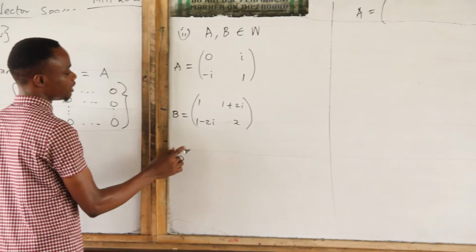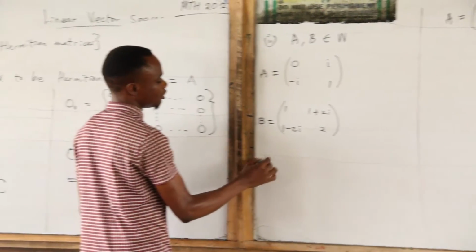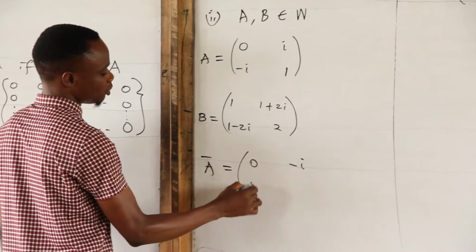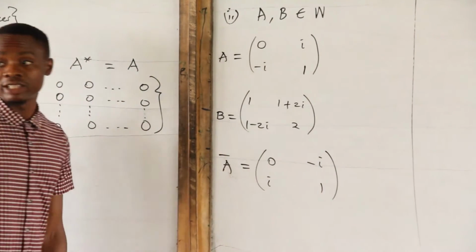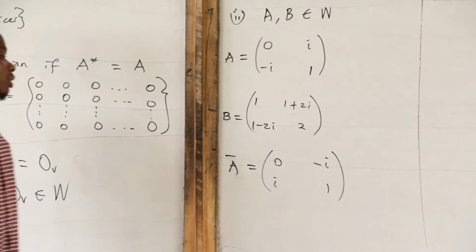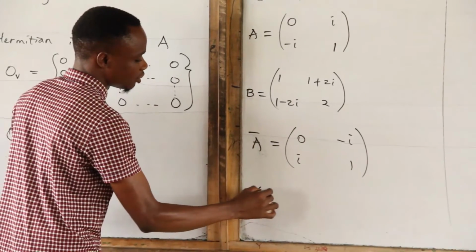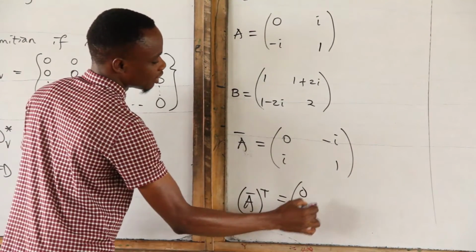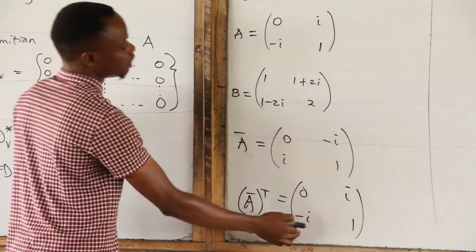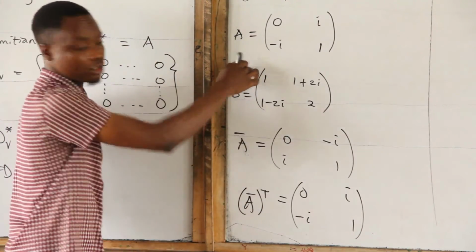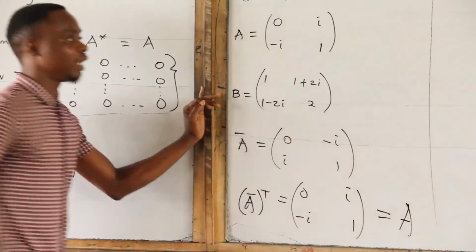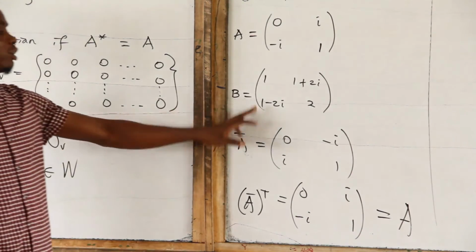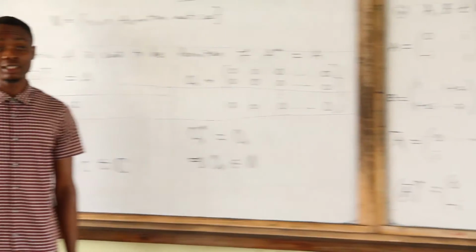Please pay attention. You want to get A bar. A bar will be equal to 0, this is minus i, this will become plus i, and this will be 1. Does that make sense to you? That is the conjugate of a complex number. Then when you take the transpose of this conjugate, A bar transpose, that will give you what? You now have 0, minus i, then i, 1. Which is the same thing as A. That's how you can form an example of a Hermitian matrix. Did you get that? So you see that if you do the same thing for this, you get that result.